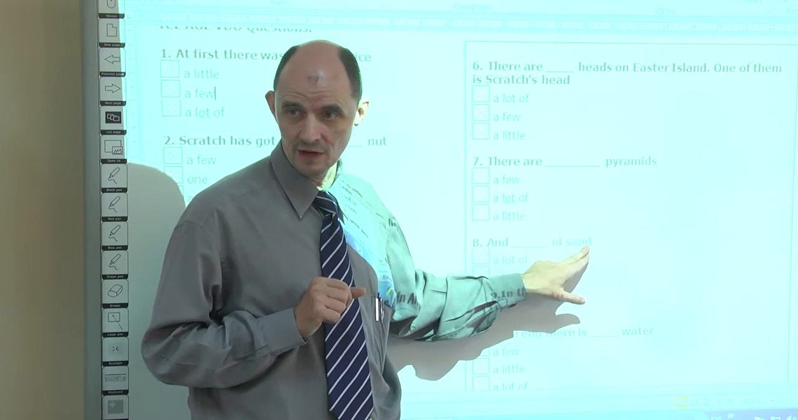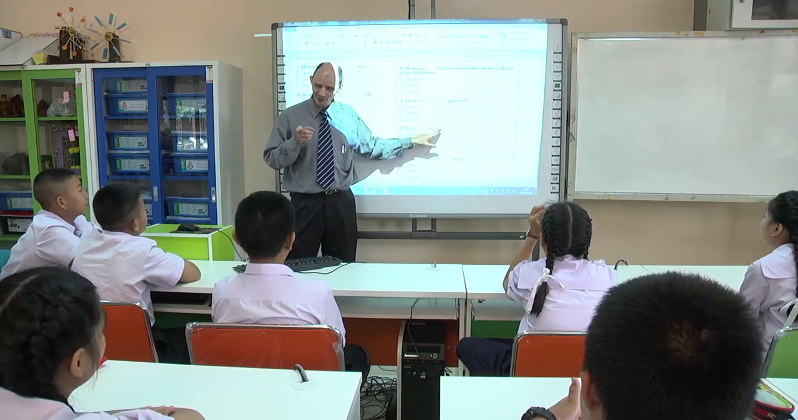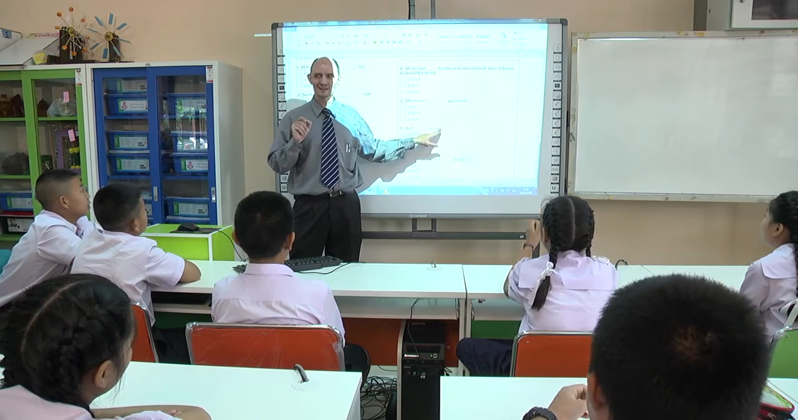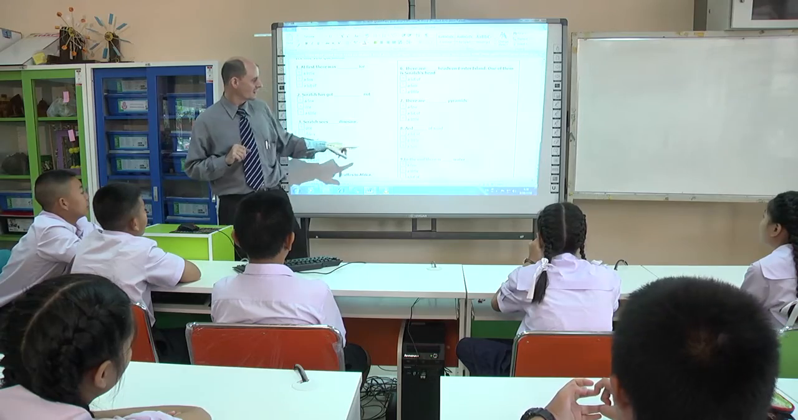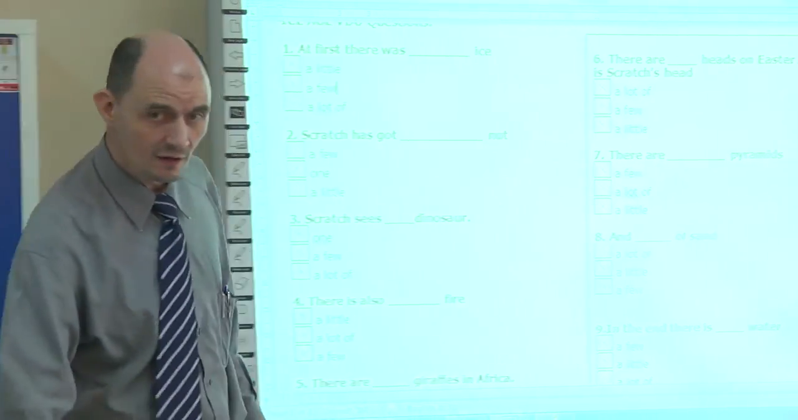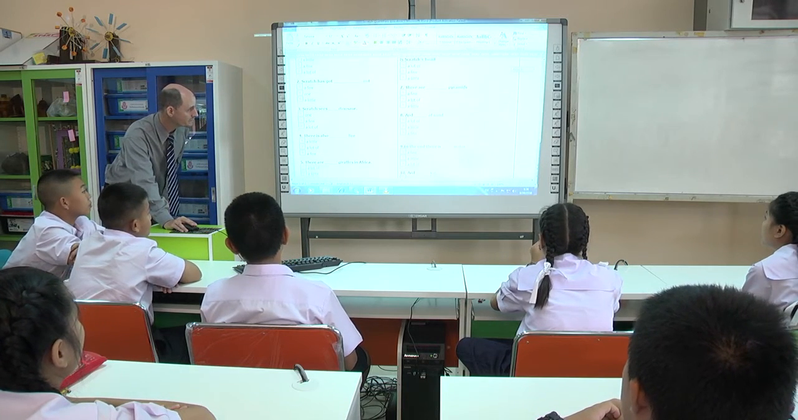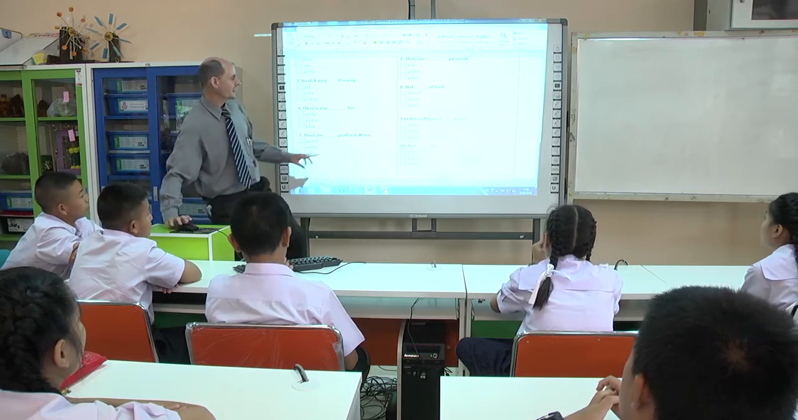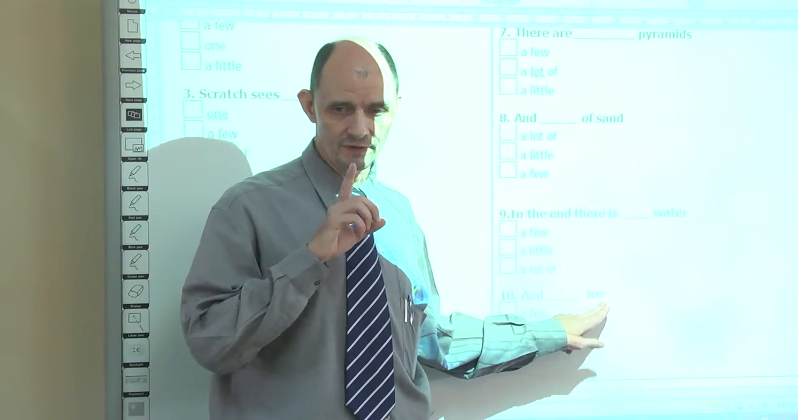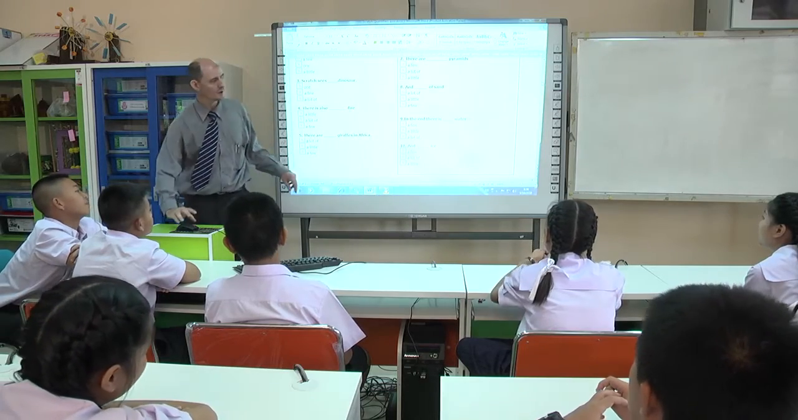And blank of sand. So sand is the noun. Is sand countable or uncountable? Uncountable. Oh, very good. That was a little tricky. Sand is uncountable. Number 9. In the end, there is blank water. What is water? Uncountable. Very good. Number 10. And blank ice. Remember, is ice countable or uncountable? Uncountable. Very good.